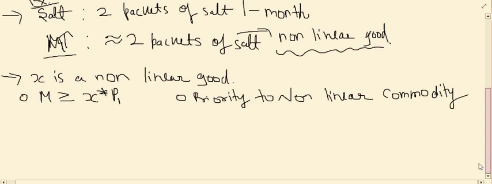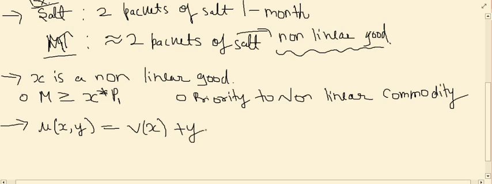Okay, so enough discussion on the rough sides of it. Now let us write a general form for the quasilinear utility. What we understand by quasi-linear is that it is part linear, part non-linear. So what we mean to say by this is that u of x, y equals v of x plus y. The moment you see a term like v of x, you should understand that this is a non-linear commodity and this is a linear commodity.